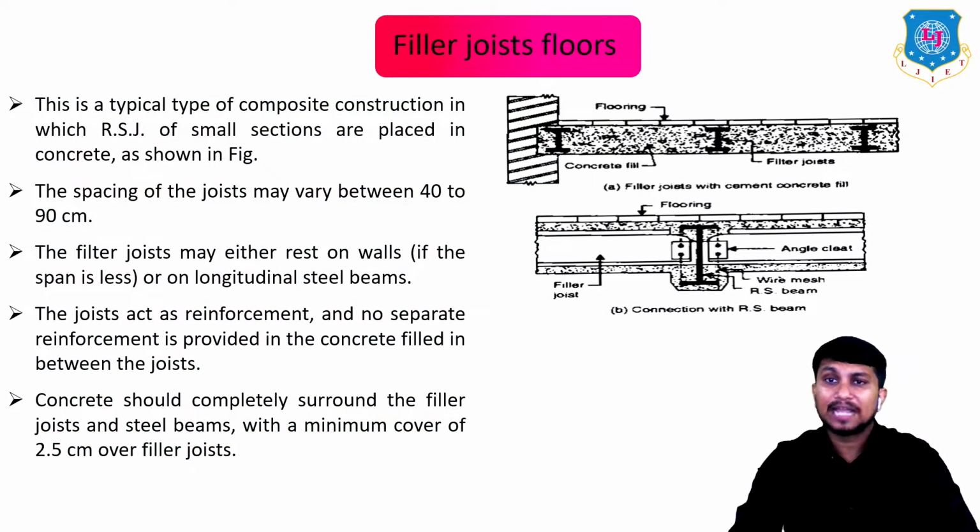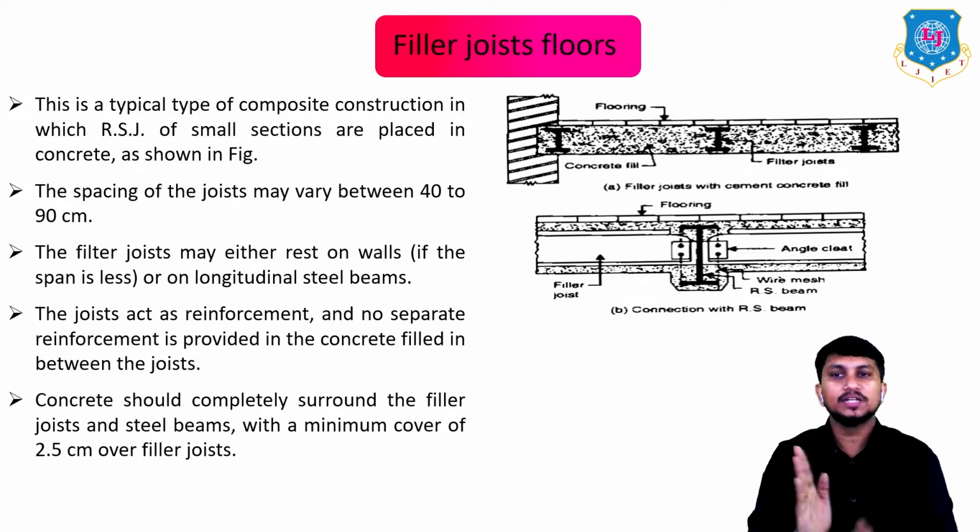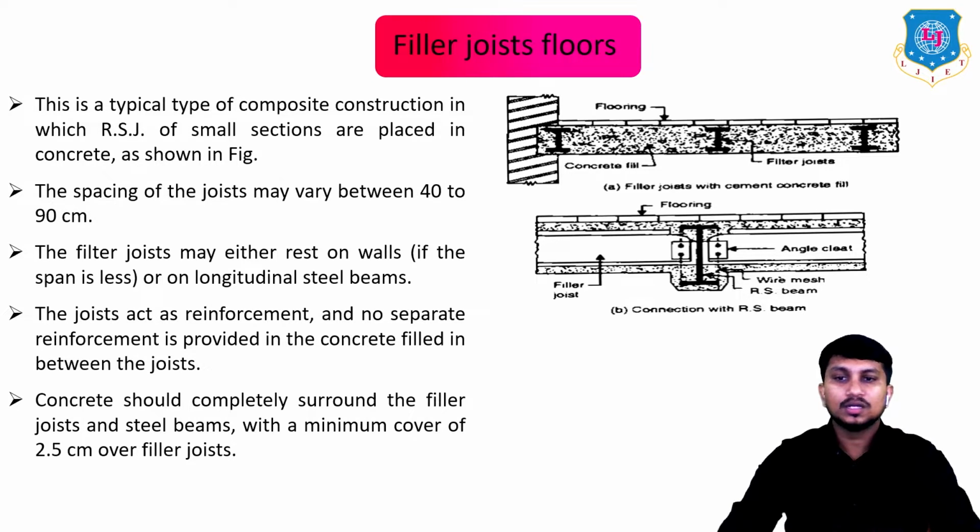This is a typical type of composite construction in which rolled steel joists of small sections are placed in concrete, as shown in the figure. The spacing of joists may vary between 40 to 90 centimeters. The filler joists may either rest on walls if the span is less, or on longitudinal steel beams. The joists act as reinforcement and no separate reinforcement is provided in the concrete filled in between the joists. Concrete should completely surround the filler joist and steel beams with a minimum cover of 2.5 cm over the filler joist.